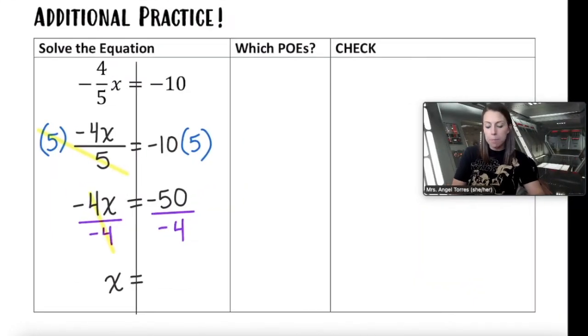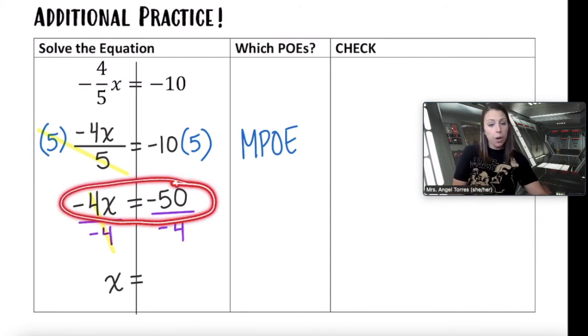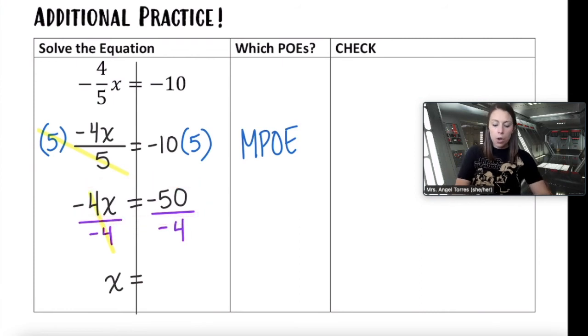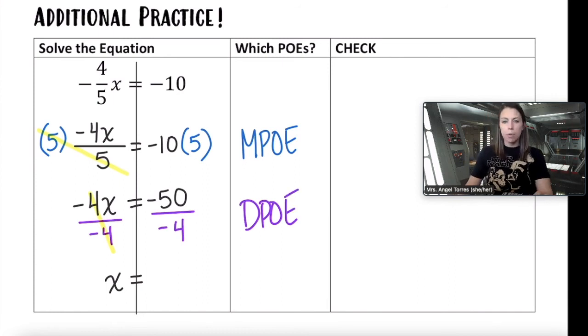Step 1, I moved my multiplication into the numerator, making it -4x all divided by 5 equals -10. My second step was to apply MPO and multiply both sides by 5 to create that big 1. That left me with my new equation of -4x equals -50, which then I was able to apply DPO to make another big 1. Now here's where you might have gotten stuck, because 4 doesn't go into 50 evenly.